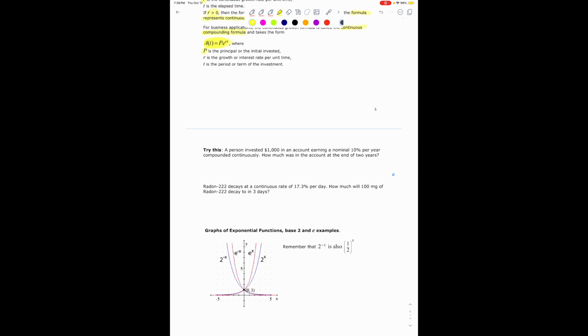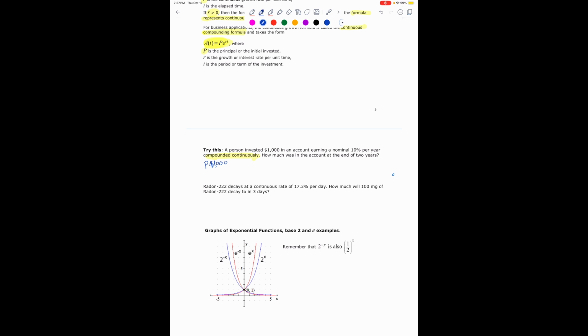Let's look at our first example here. A person invested $1,000 in an account, earning a nominal 10% per year, compounded continuously. How much was in the account at the end of 2 years? So what do we have here? We have the principal, which is $1,000.